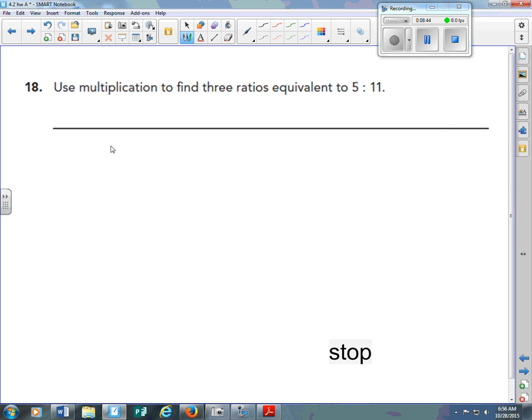Use multiplication to find 3 ratios equivalent to 5 11ths. Again, if you see this, you can do 5 11ths, and you can just start doubling them up. 10 over 22, 20 over 44, 40 over 88. Doesn't really matter. If you don't feel like multiplying, 5 to 11 becomes 50 over 110, which then becomes 500 over 1,100, which then becomes 5,000 over 11,000. And you can keep going on and on forever doing that.